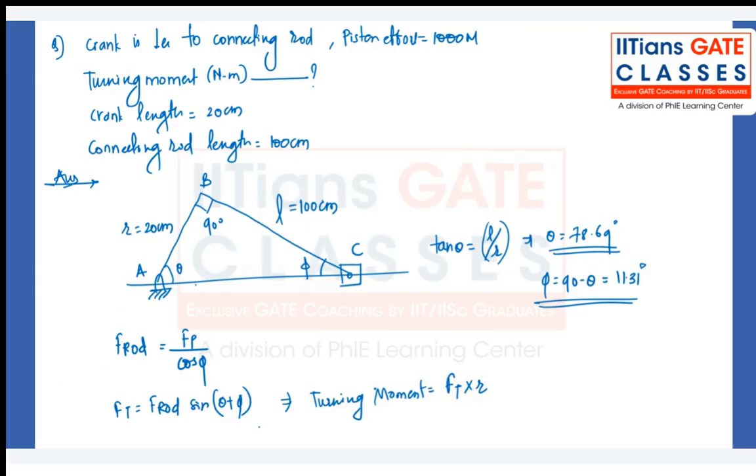Okay, so now you got the flow. You first have to calculate the piston effort, which is given to you already in this case. Then from that you calculate the F rod, that is the thrust inside the connecting rod. After that, there will be two components of the load on the crank, one tangential and the other normal. The tangential component will create the turning moment. So you calculate the tangential component of the force, and from that you calculate the turning moment.